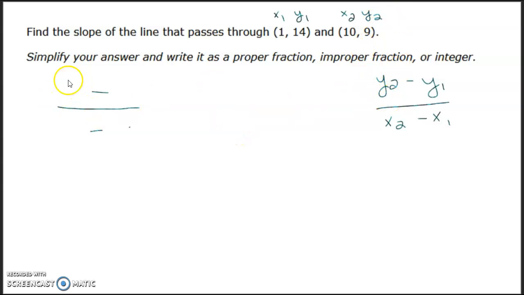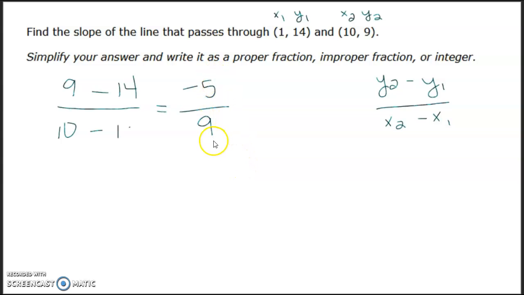So I'm going to set this up. y2 is 9, y1 is 14, x2 is 10, and x1 is 1. So 9 minus 14 is negative 5, and 10 minus 1 is 9.